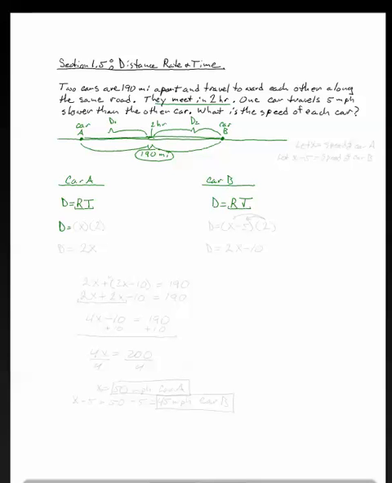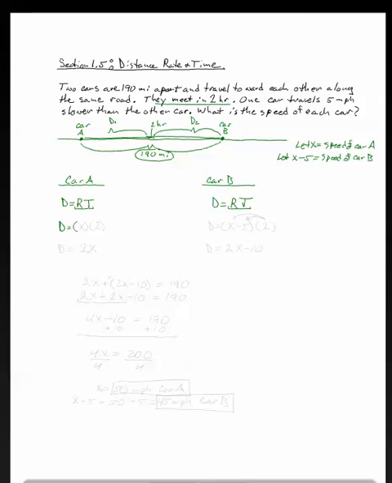So 2 cars are 190 miles apart. They travel toward each other along the same road. They meet in 2 hours. One car travels 5 miles per hour slower than the other car. So let's do this. Let's say let x equal the speed of car A. Then the other car has to be traveling 5 miles per hour slower than that. So let x minus 5 equal the speed of car B.